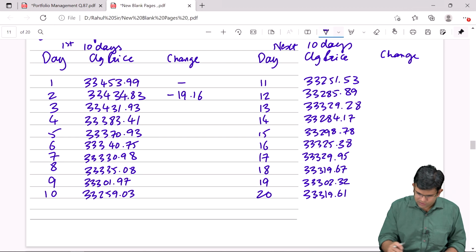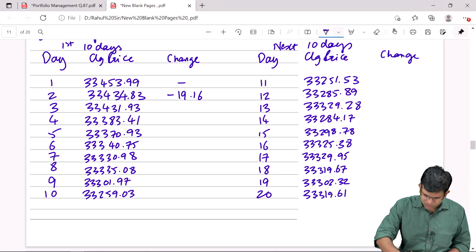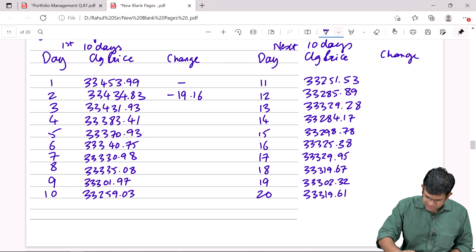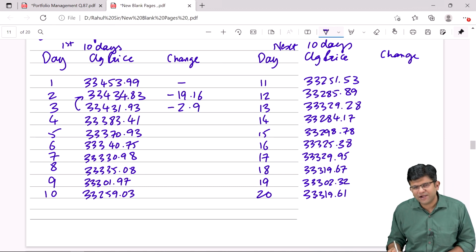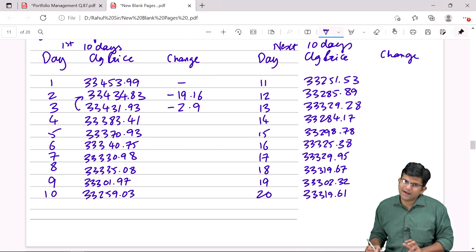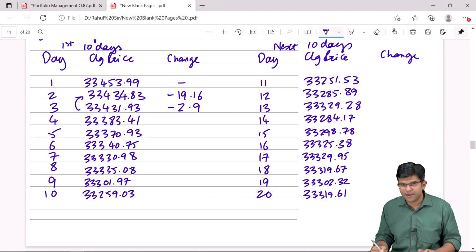Let's then go to the next one. 33,431.93 minus 33,434.83, correct? Between these two, and that comes to negative 2.9, and so on. Like that, we have to fill the entire change column. I'll fill it up for you.